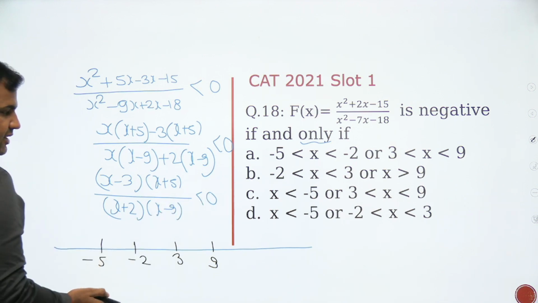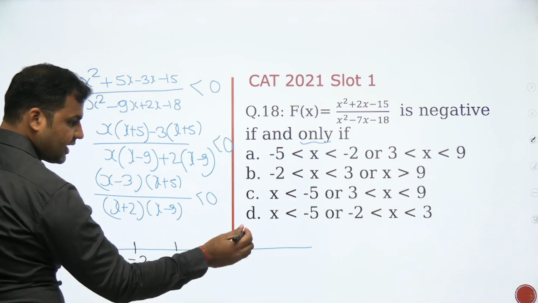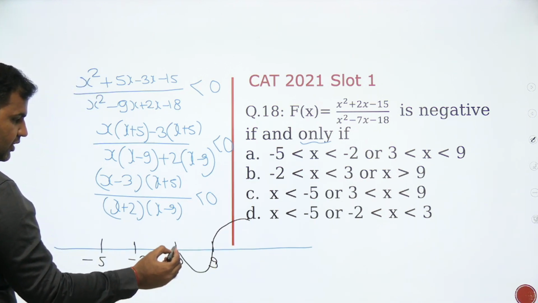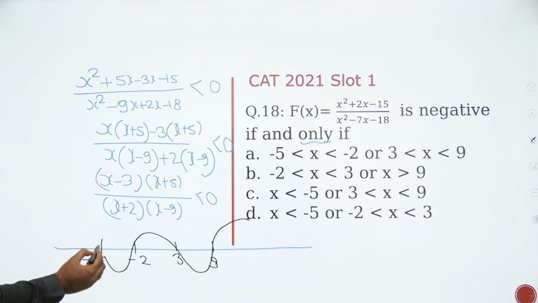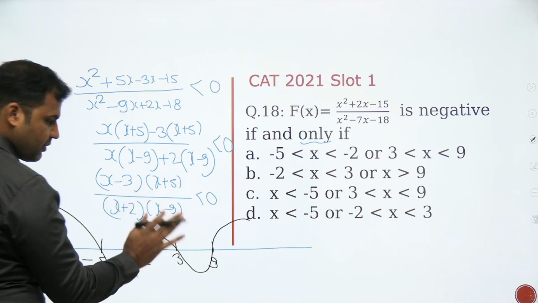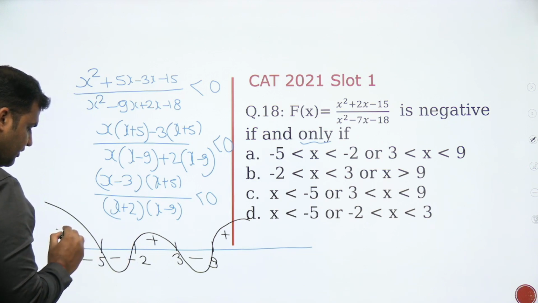I want the expression to be less than 0, so I use the polarity method to solve this. Make a wavy curve on the right hand side. You can see that the curve will start from the positive side, then go to negative, then positive, then negative, then positive. It's a standard rule, and we know the reasons behind it if you know the basics. So this is my positive region, this is negative, this is positive, this is negative, this is positive.